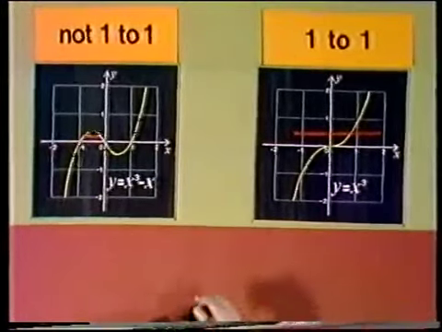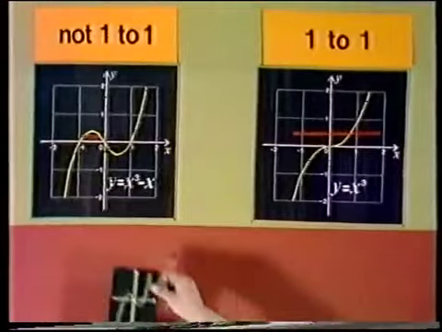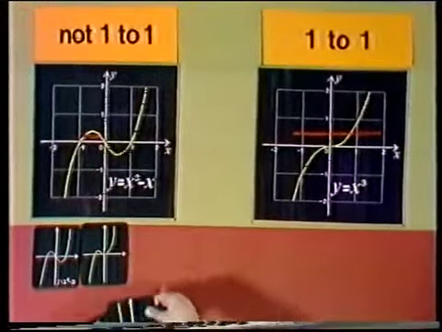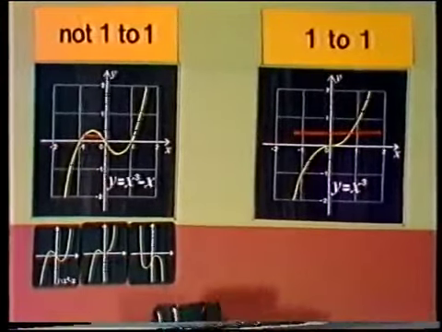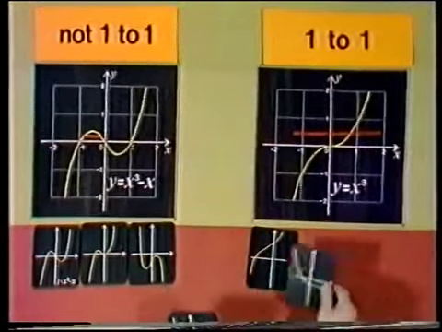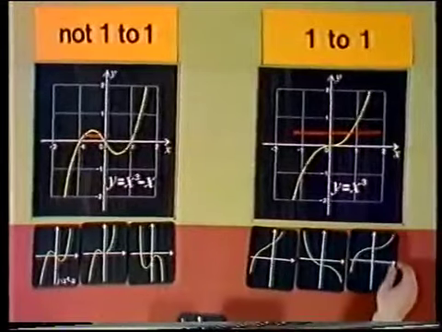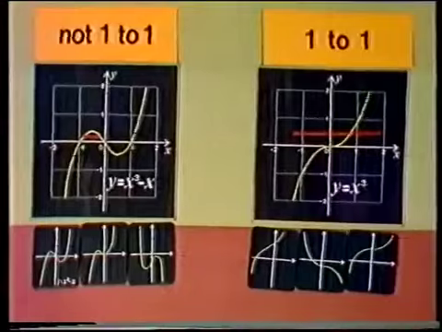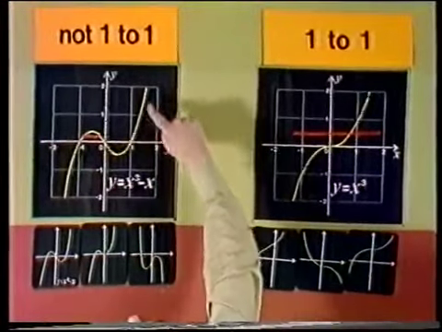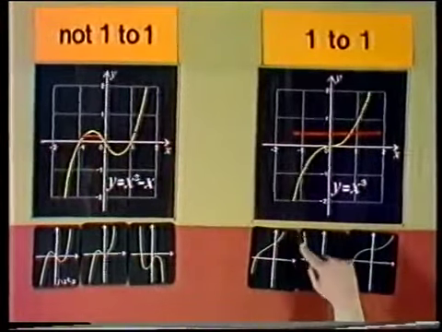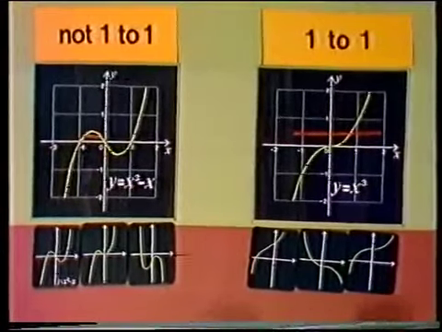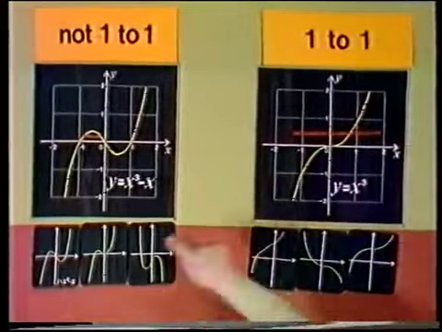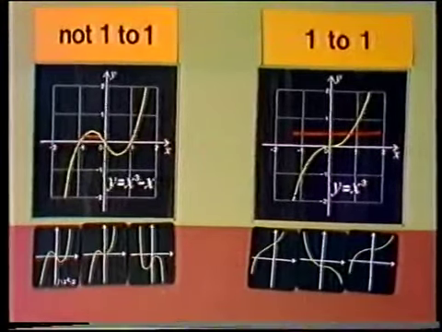Firstly, there are those which are not one-to-one, like that. And then there are the ones that are. For example, those. And what we've shown is that we can't transform this non-one-to-one graph to get any of these one-to-one graphs, and conversely, we can't transform this one-to-one graph to get any of these graphs.